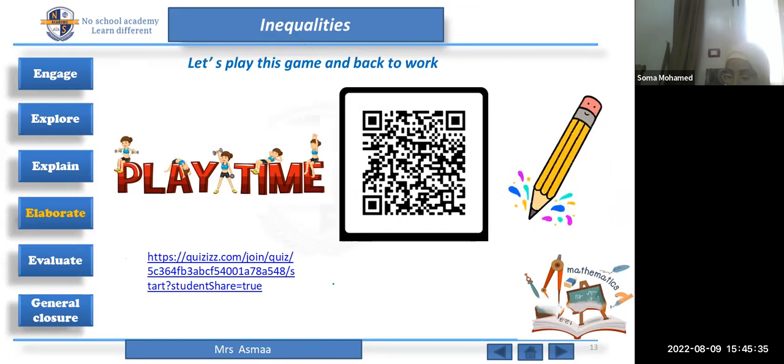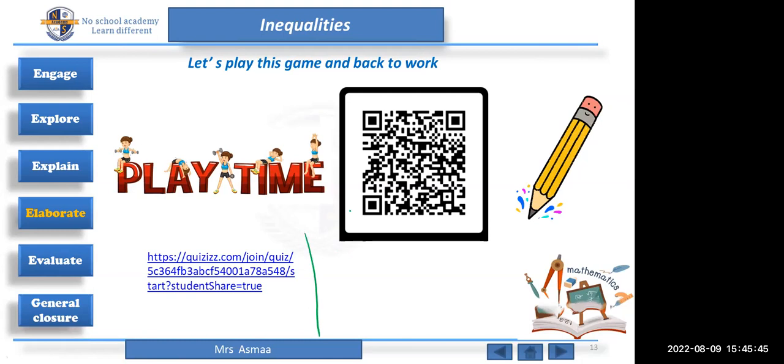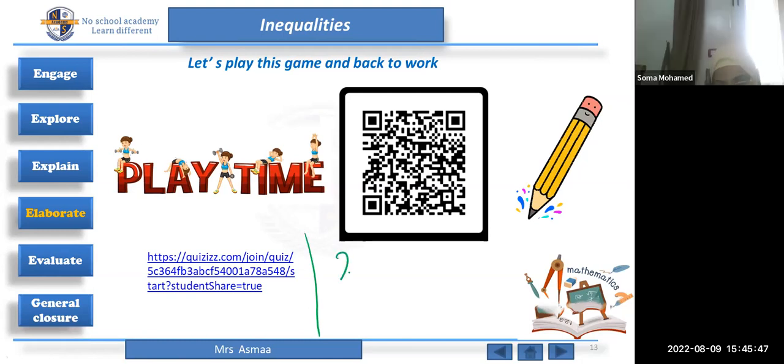Okay. I just want to give you one example and I want you to solve it alone and send your answer in the chat box, please. Okay, just to check whether you understood or not. Okay. 2x plus 5 smaller than 25 in Z. It will be easy.